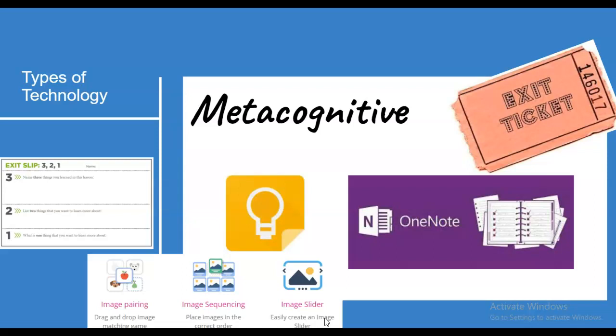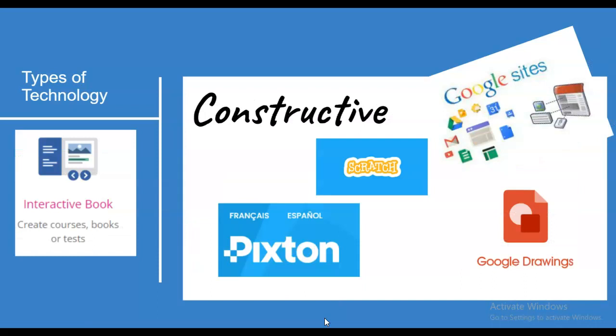This is where intentional thinking happens. It also provides insight into how students think and learn. It focuses on goal setting, planning, execution, problem solving. Some examples of using this type of technology would be in sequencing activities, OneNote, and anywhere that they're asked to reflect on their learning. The next type, constructive, is kind of self-explanatory.